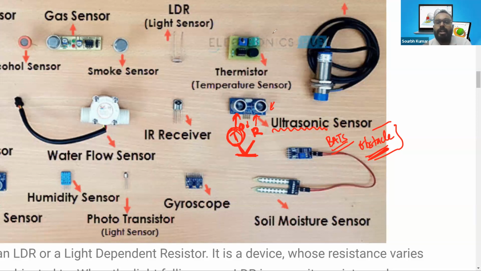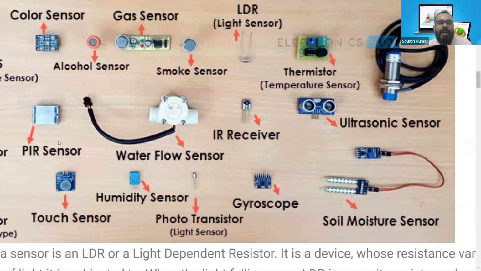So apart from this, this one is the example of the active sensor, because it is generating its own signal, and upon reflection only it is detecting the same. So this is one of the examples of an active sensor.